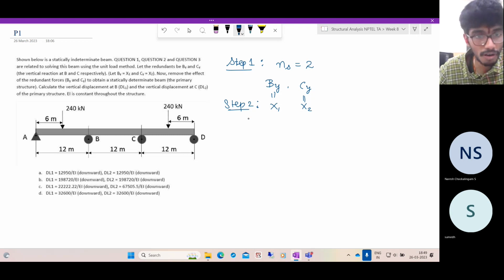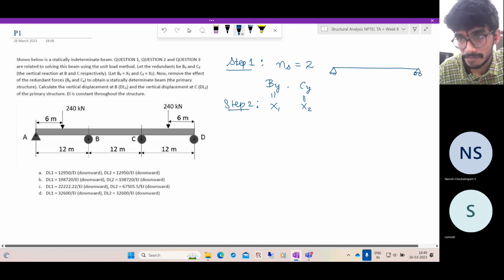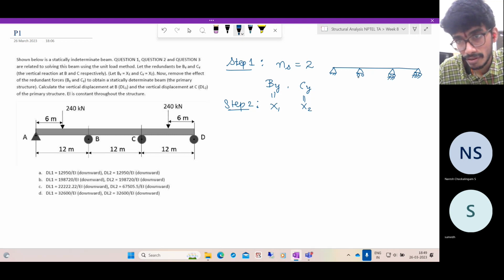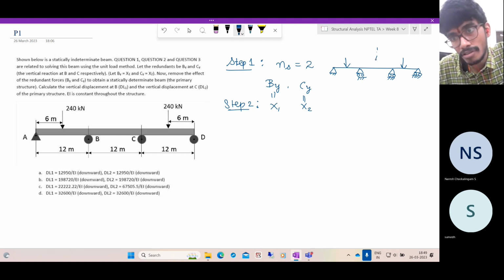Before that, it always helps if we guess the deformed configuration, whether it's a statically determinate beam or an indeterminate beam. So intuitively, this is how the beam is loaded, and these two loads are equal. You can see that the structure is symmetric about the center line. So it is a symmetry axis.